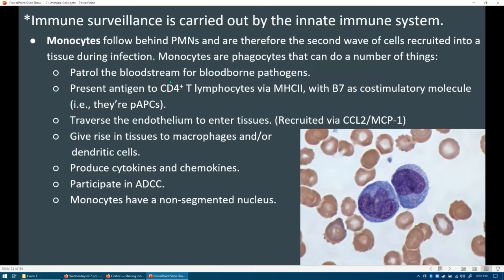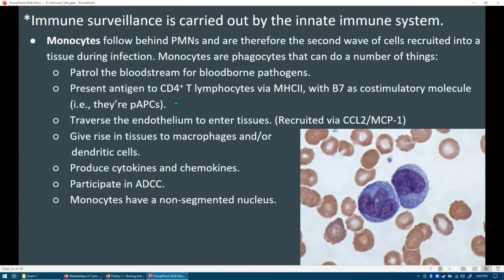Normally they're patrolling the bloodstream, looking out for bloodborne pathogens, and occasionally they leave the blood. Even when there's no inflammation, they will leave the blood and enter tissues, because they differentiate into macrophages or dendritic cells. They can turn into either of those two cell types, so this is where some of your macrophages come from. Macrophages do have a limited ability to self-renew in the tissue, but monocytes also replenish them periodically at a low level. During inflammation, however, you get the recruitment of a lot more monocytes.